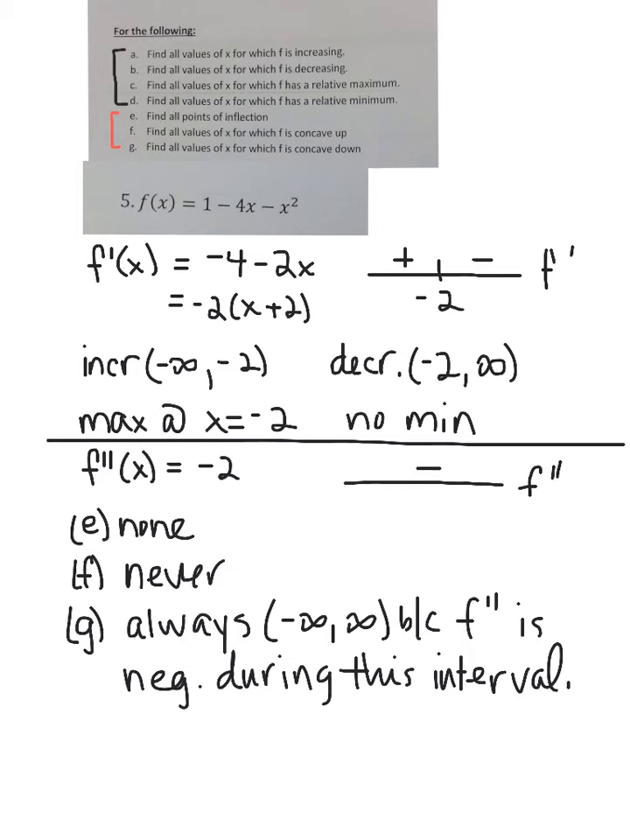All right, when is the function concave up? The function's never concave up because your second derivative sign chart doesn't have a plus on it. And when is your function concave down? Always. Or you can say from negative infinity to infinity. Either one of these is fine. And just because the second derivative is negative during this interval. Or if you said always, then you would say because the second derivative is always negative.